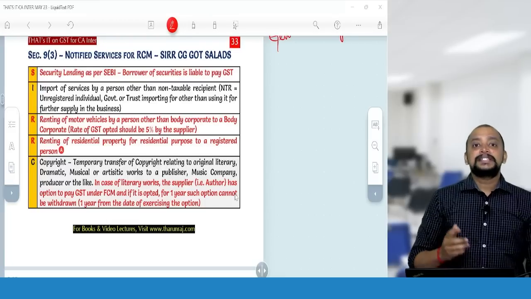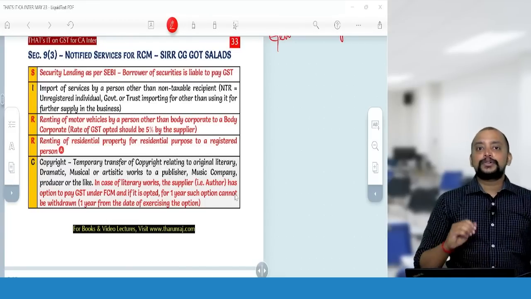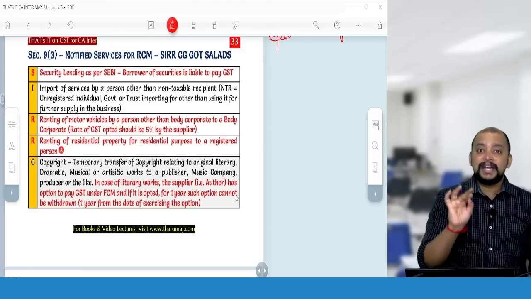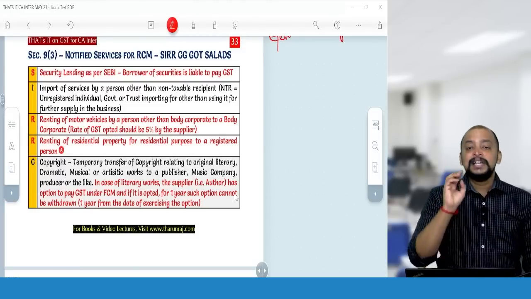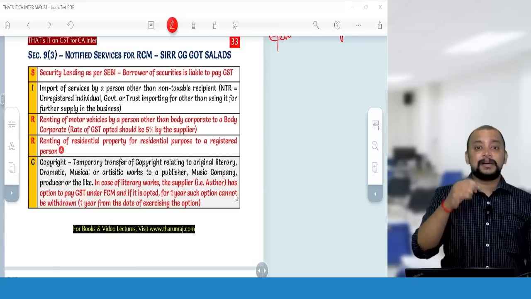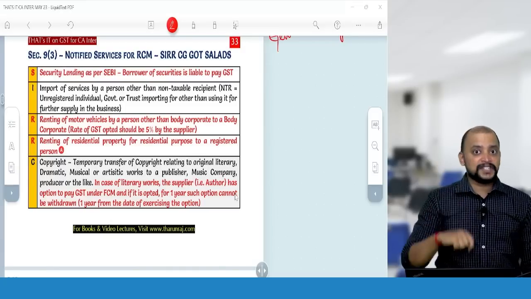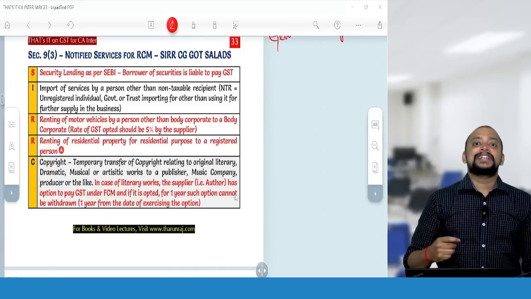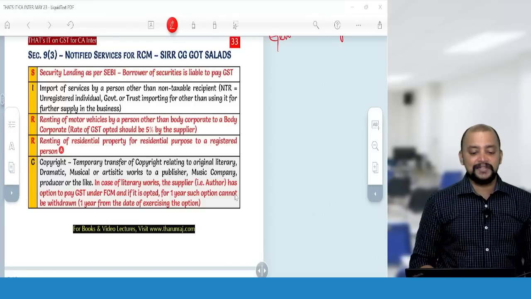Then we have C for copyright services. So total 4 copyrights: original literary, dramatic, musical and artistic works, and the recipient will be paying GST. But in case of original literary, the supplier is having option to pay GST under FCM. If they opt for that option, for the next 1 year they should only pay GST under FCM.